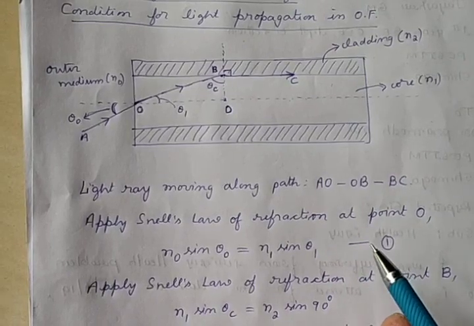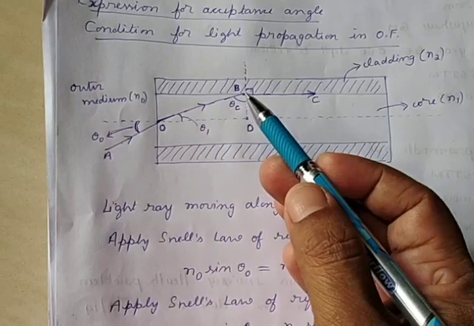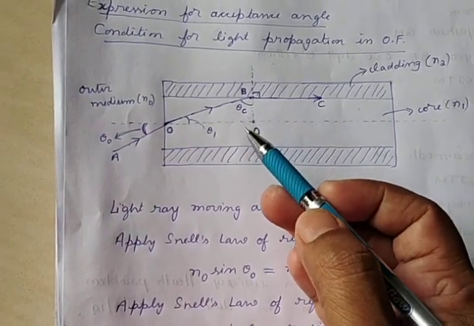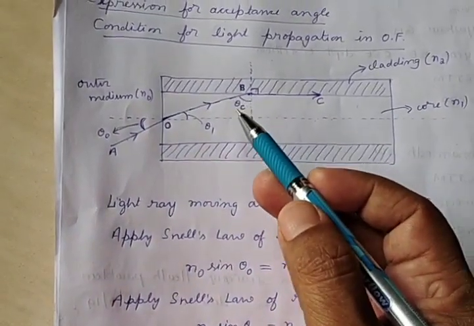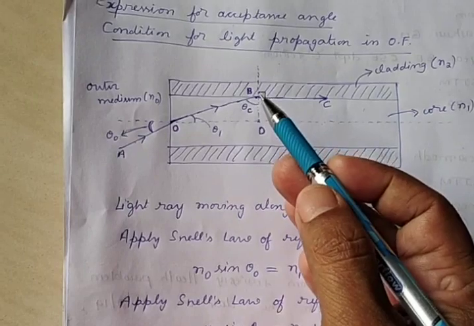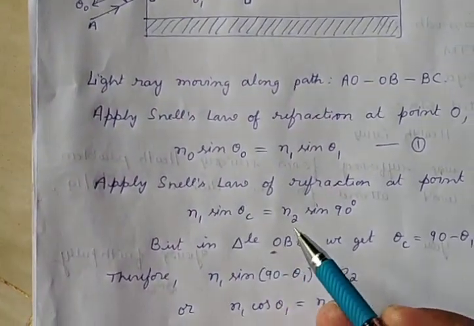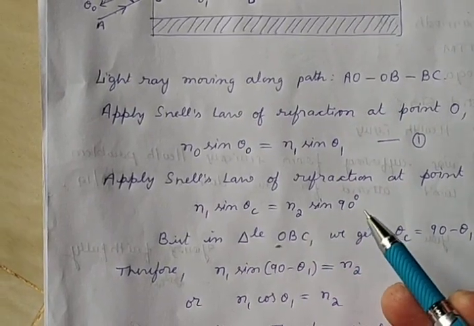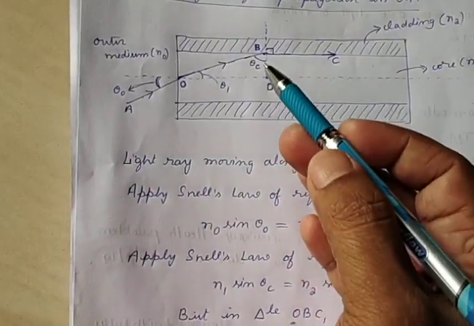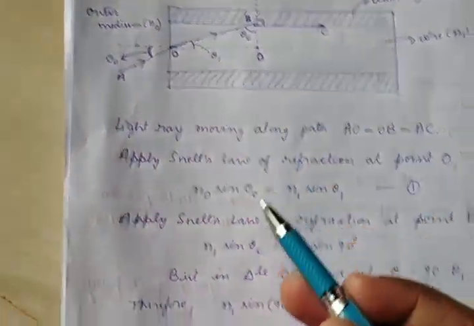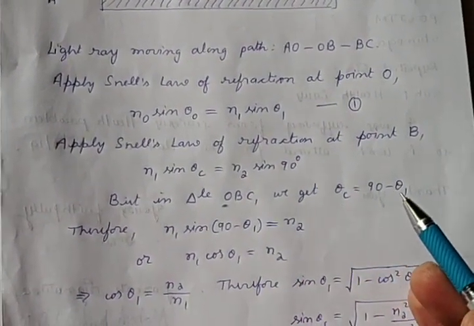Call it equation 1. The same way we can apply Snell's law of refraction at another point, point B, where the light ray is going from the core to the cladding medium. Here the angle of incidence is equal to the critical angle theta c and the angle of refraction is equal to 90 degrees. So we can write n1 sin theta c is equal to n2 sin 90 degrees, and sin 90 degrees is 1. Theta c can be written from this diagram. This is a right angle triangle, so theta c is equal to 90 minus theta 1.